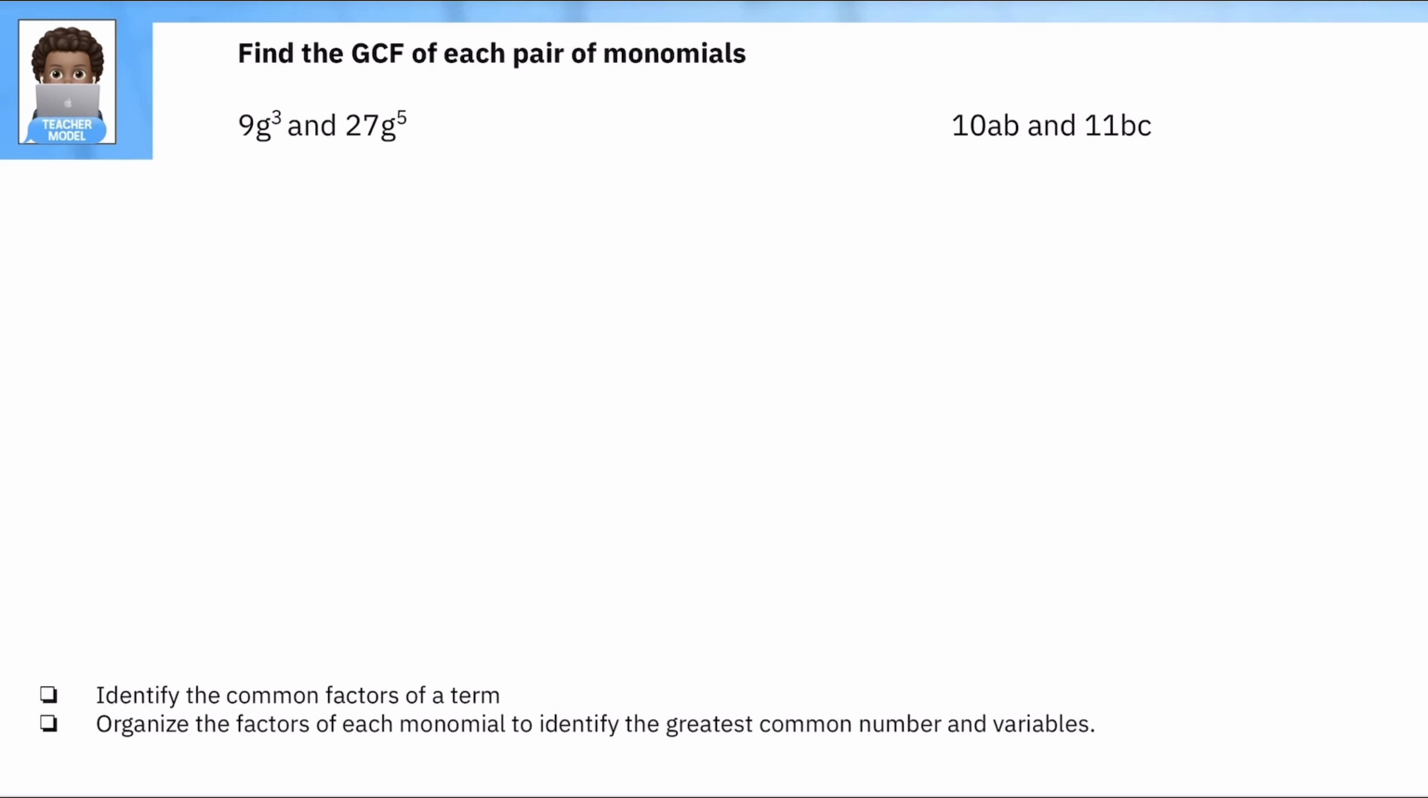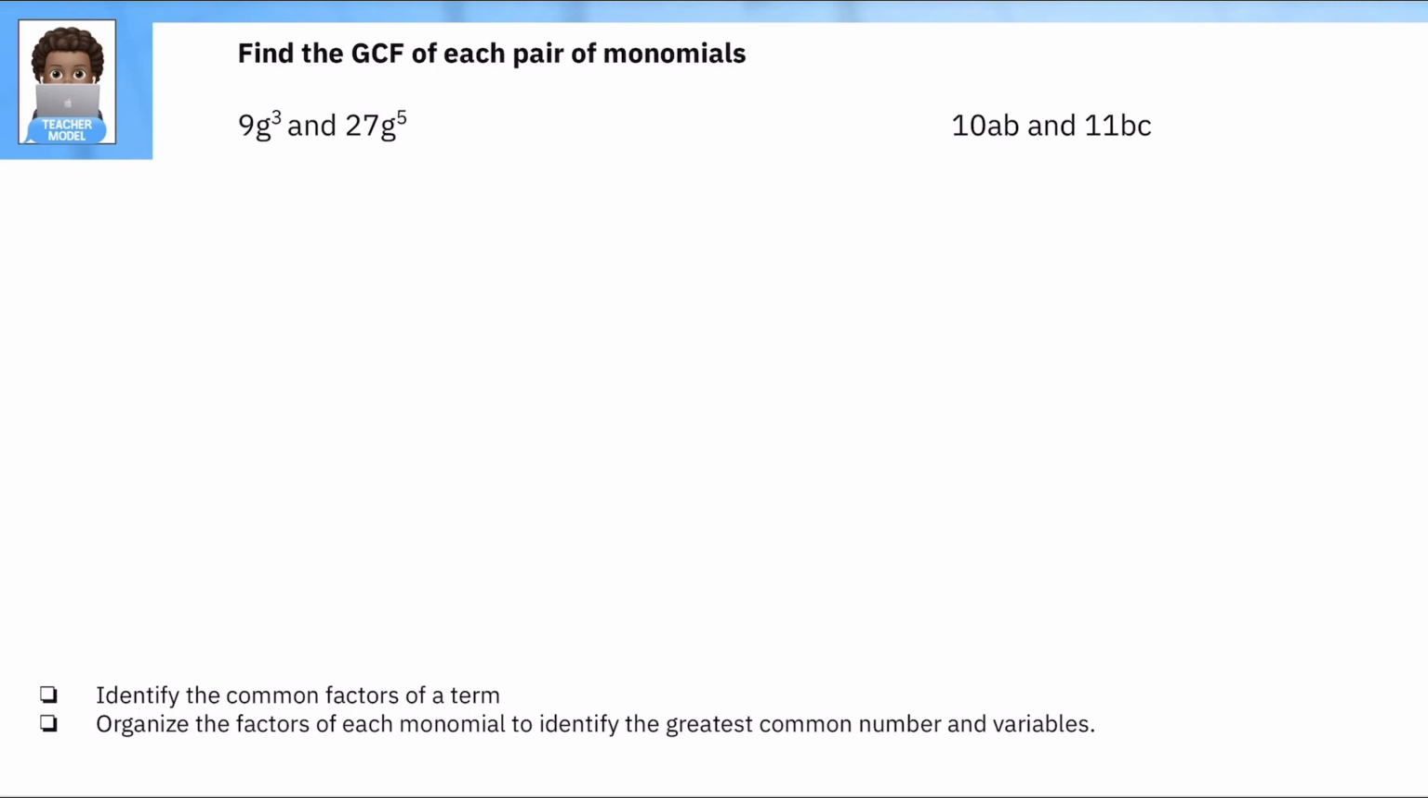We're going to give you some practice. Here are 2 to work on. The first one is 9g to the third power and 27g to the fifth. Find the greatest common factor, as well as for 10ab and 11bc. So hit pause and use whatever method you like to find the greatest common factor. Remember, you have to find the greatest common factor in terms of numbers and variables. Hit pause.